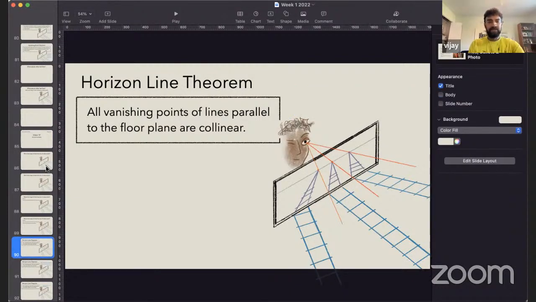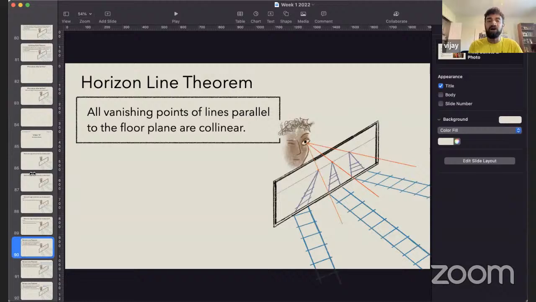So basically, when we're looking through a picture plane or through a glass plane, when we're doing a perspective drawing, it's not that all vanishing points will be collinear. It's not that all vanishing points will lie on the same line. It's that all vanishing points of certain specific special lines are going to lie on this horizon line.